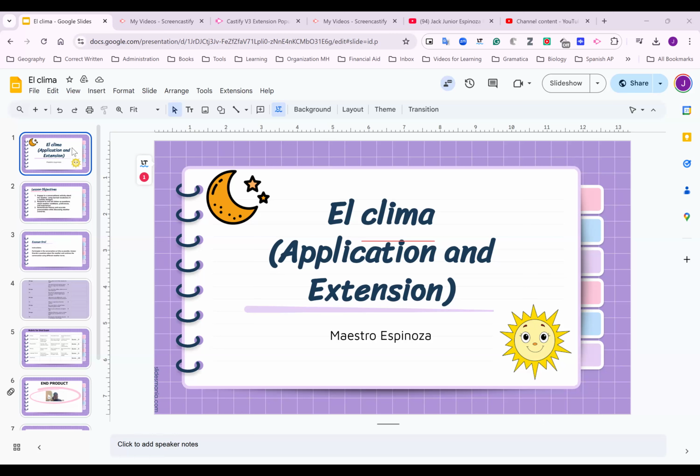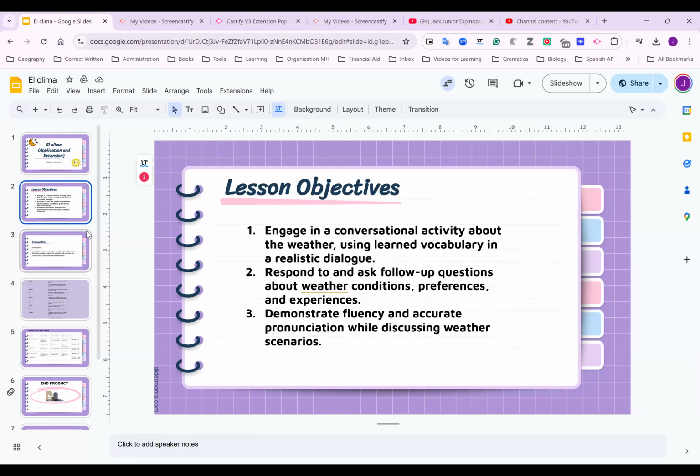This class will help us to practice conversations about the weather in Spanish. So let's go over the lesson objectives. The lesson objectives for today are simple and clear. First, we want to practice having a conversation using the weather vocabulary, and then we will focus on answering and asking questions about the weather, which helps make our conversations feel real. And finally, we will work on speaking fluently and pronouncing words correctly as we describe different weather scenarios.